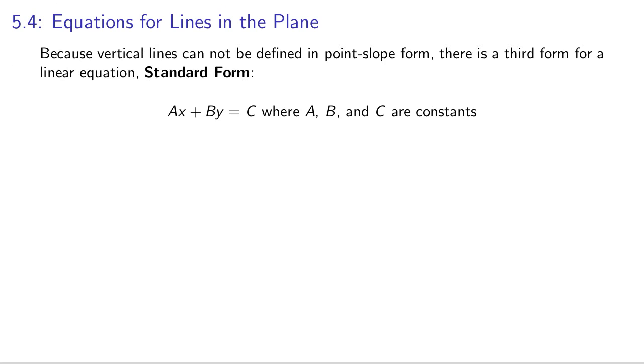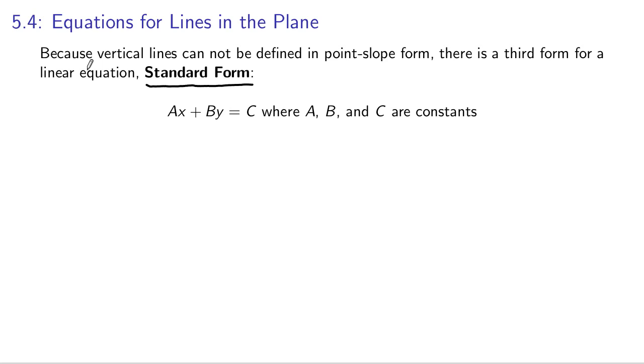Since we can't form vertical lines in slope-intercept form or point-slope form, either one, we have a third form for a linear equation called the standard form. In standard form, we write the equation like this: a times x plus b times y equals c. And a, b, and c are all constants.